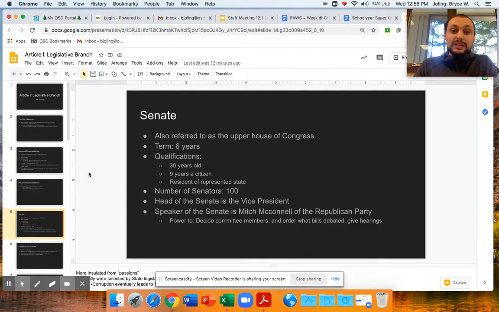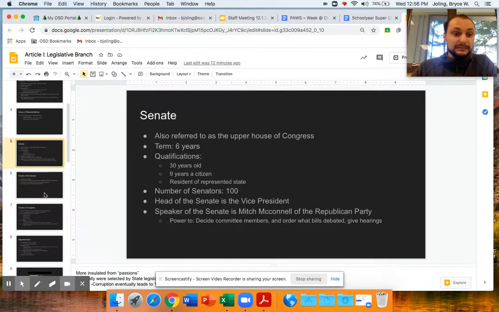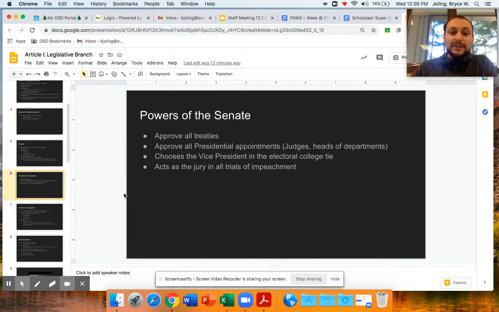So, very similarly to the Speaker of the House, the Senate majority leader wields significant power in DC. Some powers that the Senate has: they get to approve all treaties. Once again, this is a separation of powers, or checks and balances. The president gets to negotiate treaties with foreign governments, but those treaties do not become law until the Senate approves them. So even if the president negotiates a treaty that he or she likes, if the Senate does not ratify it, then that treaty does not become law.